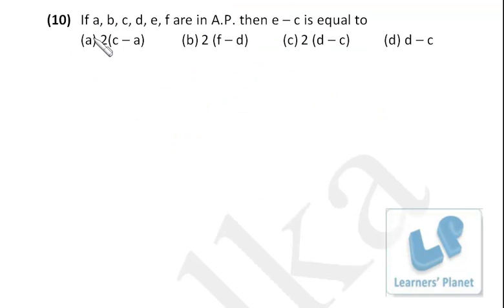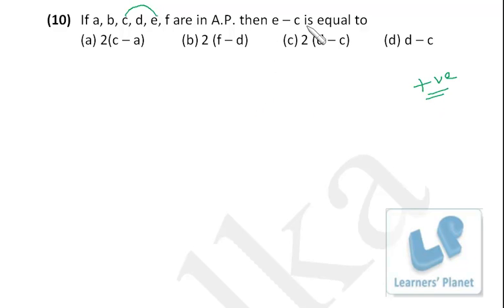Now this one: A, B, C, D, E, F are in AP, then E minus C is equal to what? Now A, B, C, D are in AP, that means the common difference between two consecutive terms will be the same. So we have to find the difference between C and E. Here I assume it to be an increasing AP, that means the next terms are bigger than the previous term, so E minus C is actually a positive value.